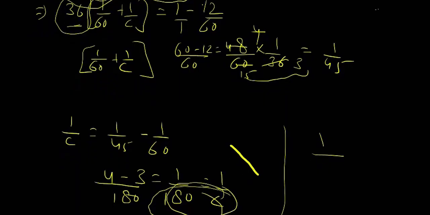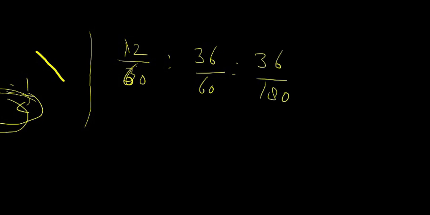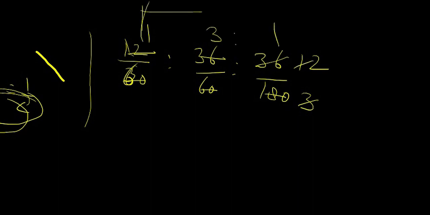Okay. So what will be the answer? Actually, it is a good question. So this is going to be 12 by 60 for A, then 36 by 60 for B, and 36 by 180 for C. So the ratio, 60 ones are 60, 60 ones are 60, so that is 3. This is going to be 12. So your answer is going to be 12 ones are 12, 12 threes are 36, and again 12 ones are 12. So your answer is going to be 1 is to 3 is to 1. Okay, so that would be your answer. Okay, so let's come to the next problem.